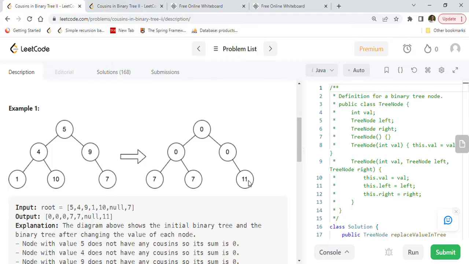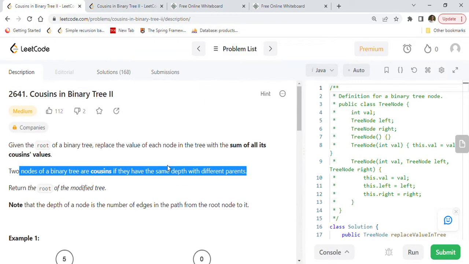And 4 does not have any cousin, so you put 0. 9 does not have a cousin, so you put 0. 5 does not have a cousin, so you put 0. So this is what they are saying.